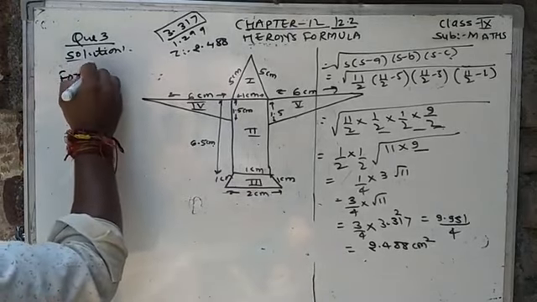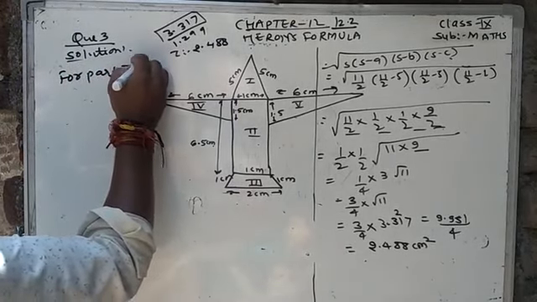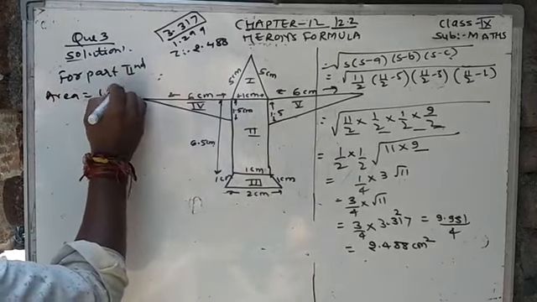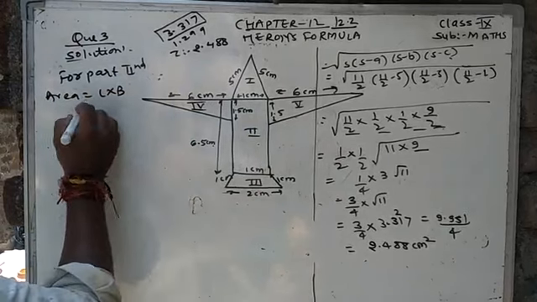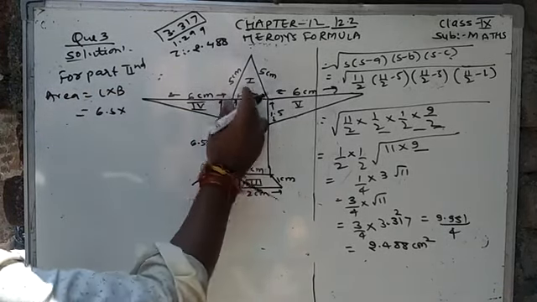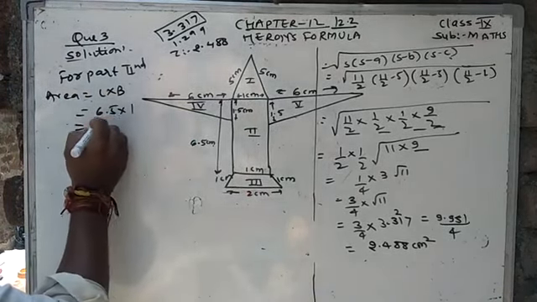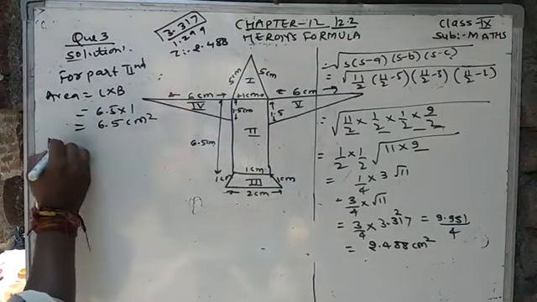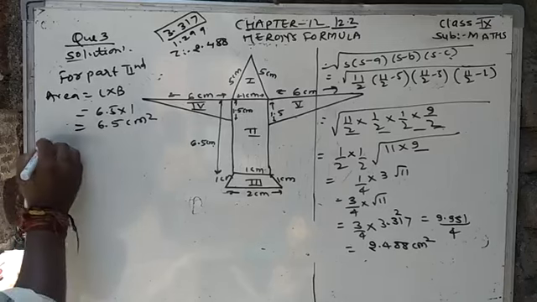The second part is a rectangle. Area is equal to length into breadth. Length is 6.5 multiplied by breadth 1 centimeter, so it is 6.5 centimeter square. It is the area of the second part. Now, the area of the third part.